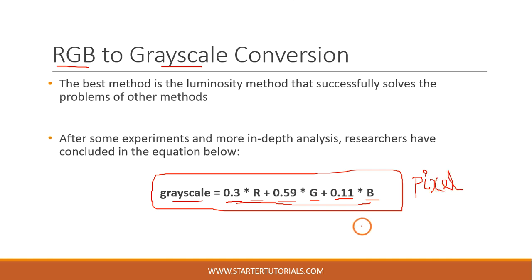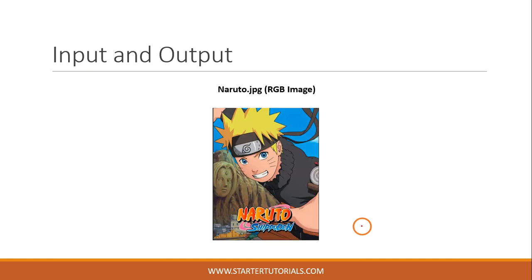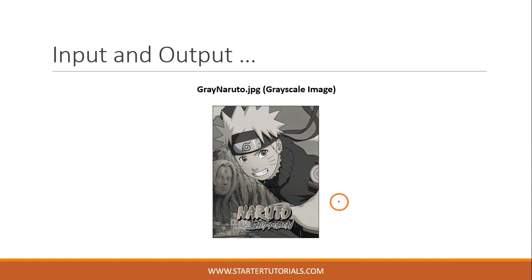Here is the input image that I am going to use in the program. I will demonstrate the program in a few seconds, but before that, let's see the input and output. This is the input, the RGB image that I am going to use. I am a big fan of the Naruto Shippuden anime, so I am using that picture of Naruto. The output is the black and white version, which is our grayscale image.